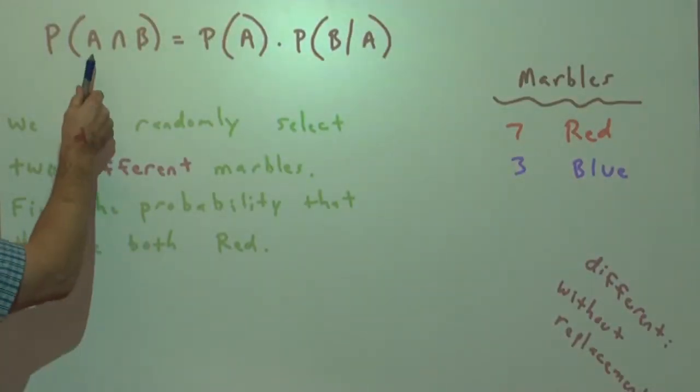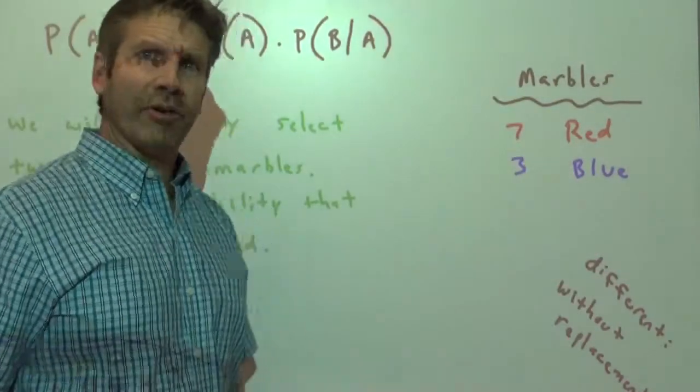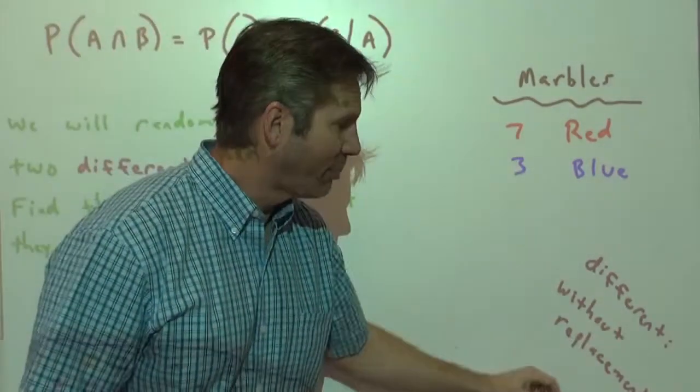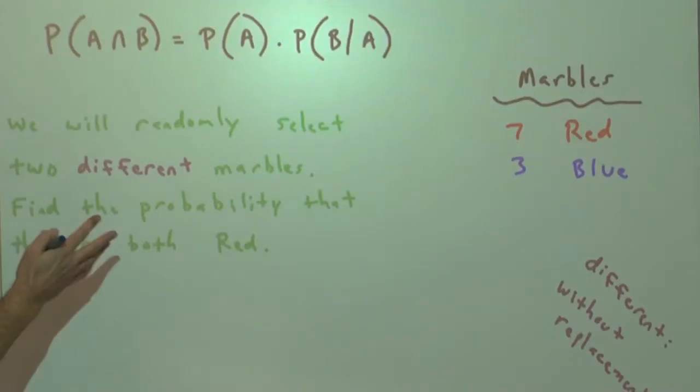So let's try to use this rule, but let's use it in this case. We've got marbles. We've got 7 red marbles and 3 blue marbles. We're going to randomly select 2 different marbles. Now, when we're selecting more than one thing, if you see the word "different," it implies we're selecting without replacement. So we're going to select 2 different marbles and find the probability that they are both red.